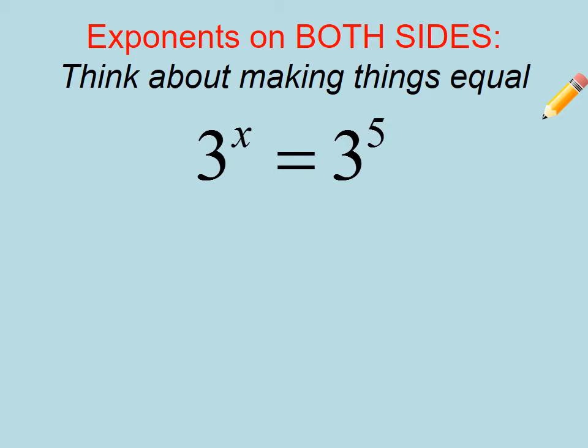Let's explore what happens when you have exponents on both sides. Your first goal is to make sure that your bases are equal. Once your bases are equal, then it's an easy transition. Your exponents then have to be equal as well. So you actually get rid of those equal bases and set up your equation.